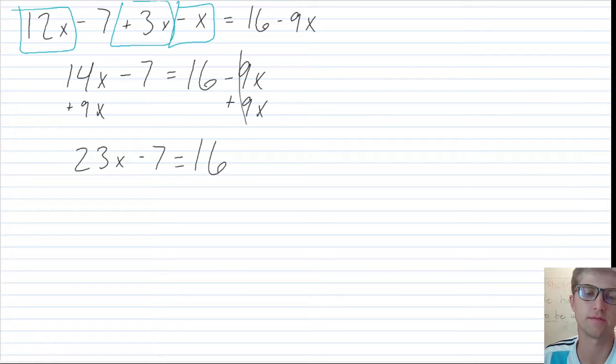23 times x minus 7, the opposite of subtracting by 7 is addition by 7. What we do to one side, we'll do to the other. Left with 23x. 16 plus 7 is 23. What number multiplied by 23 gives us 23?